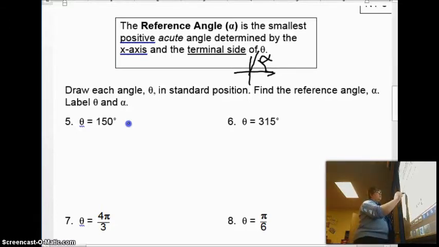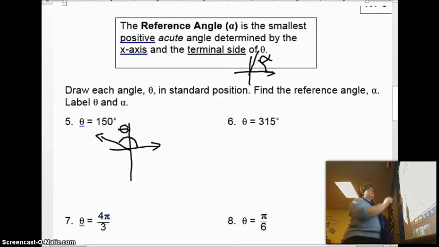Okay, so we take our handy dandy axes, 150 degrees. Well, there's 90, so we're starting here at the x-axis. We go 90 degrees, 180 would be the next line, so 150's about there. Okay, so that's going to be our theta.